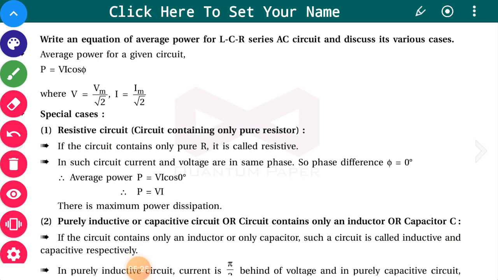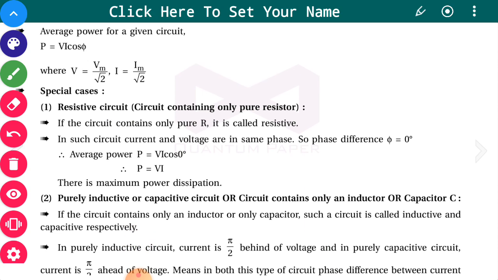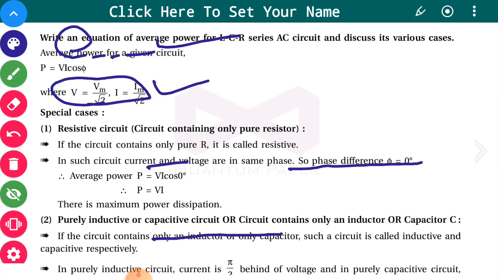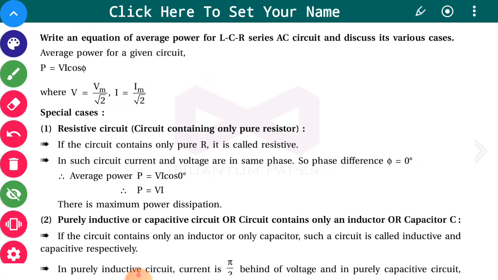Now, write an equation of average power in an LCR or AC circuit and discuss various cases. Average power P is equal to VI cos phi, or it is generally written with V equal to Vm by root 2 and I equal to Im by root 2. This way it can be replaced if you want to replace. Now there are special cases.